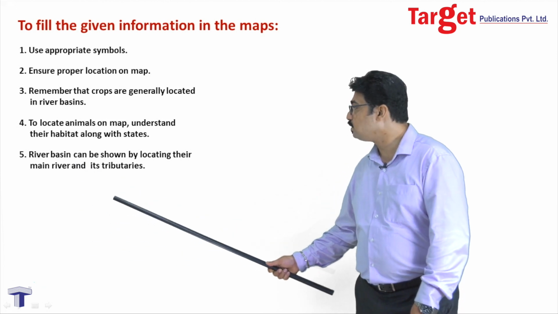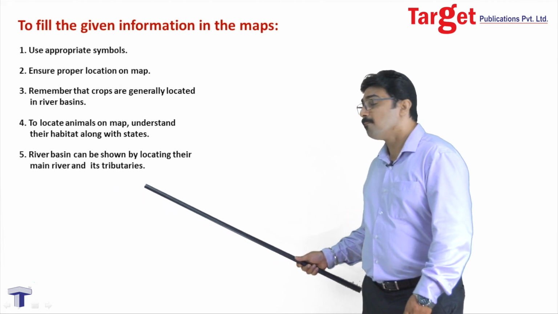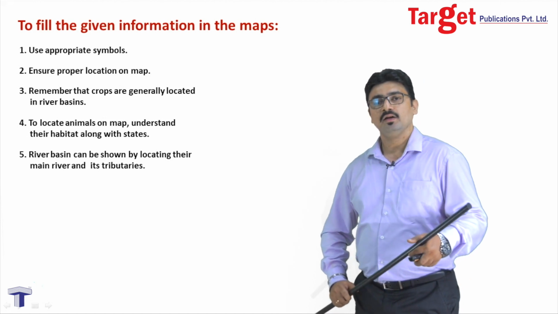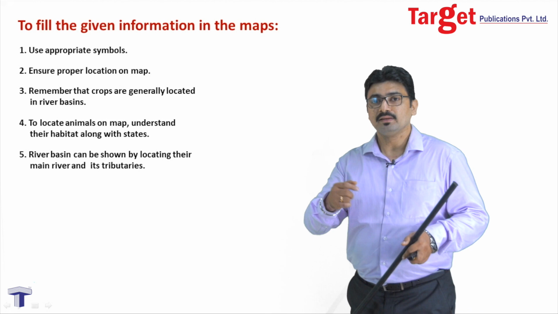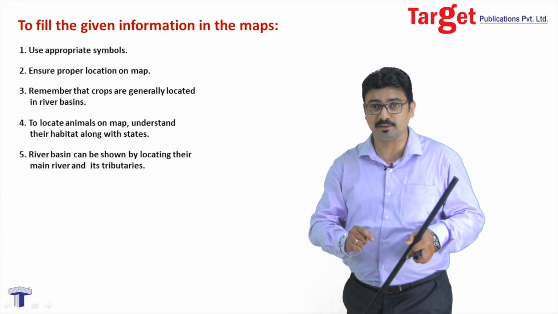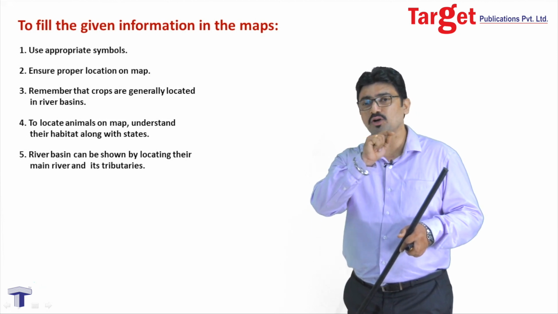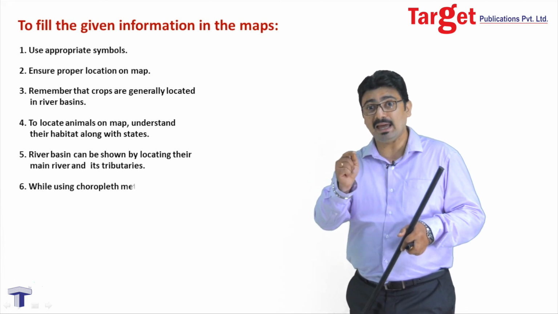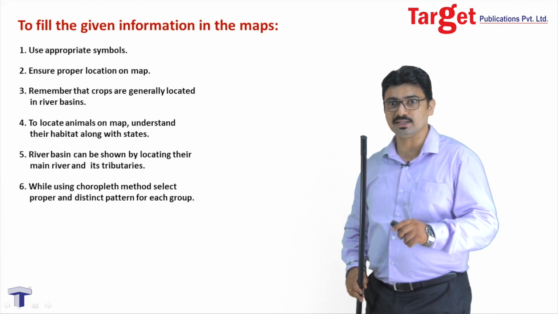The next point that we see is how to locate a river basin on the map. A river basin can be shown by locating its main river and also its tributaries. Friends, you know that a river basin is not formed only by one river. There are various tributaries of the river which contribute in the formation of that river basin. So whenever they ask you to locate a river basin, don't just draw the main river, but also mention all its tributaries. If possible, name most of its tributaries. That will give an additional weightage to your answer.